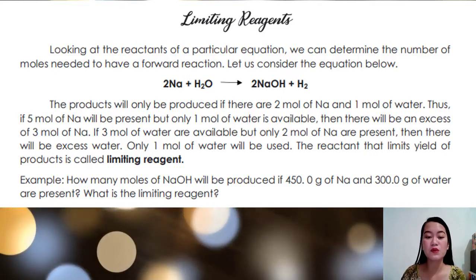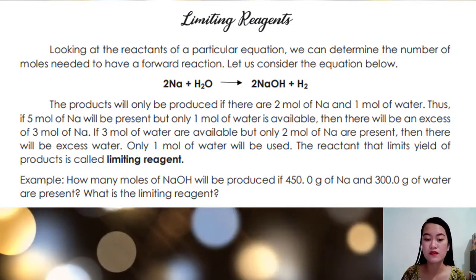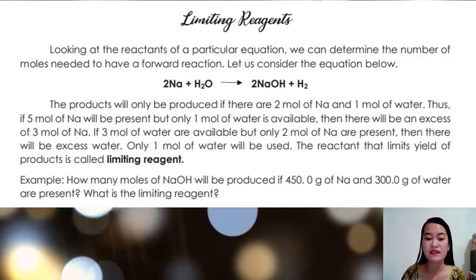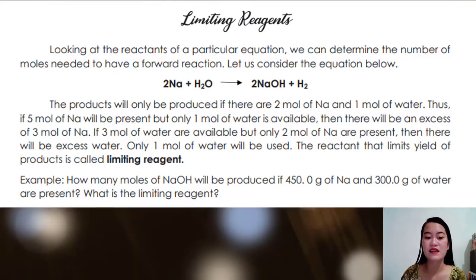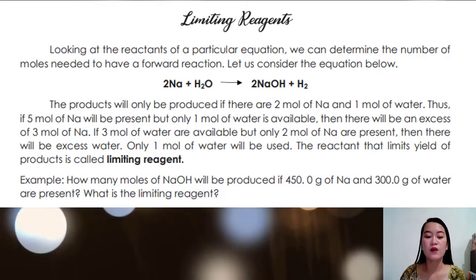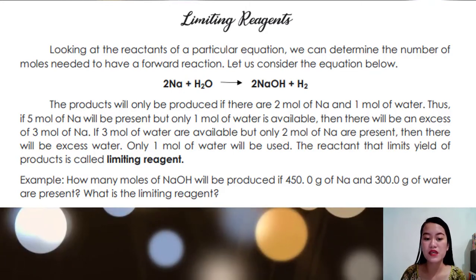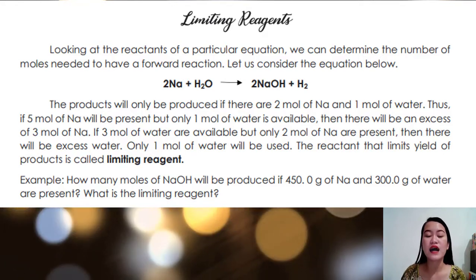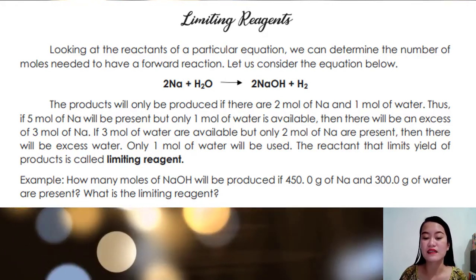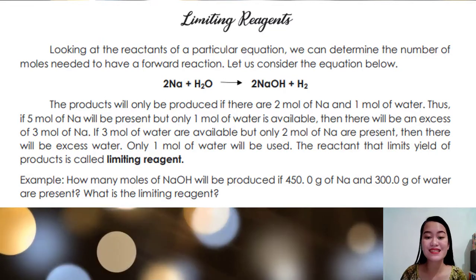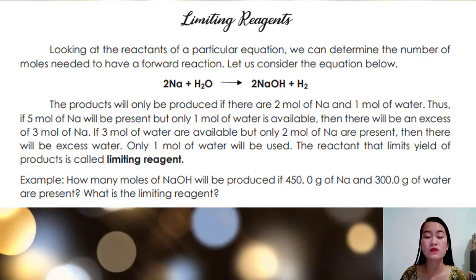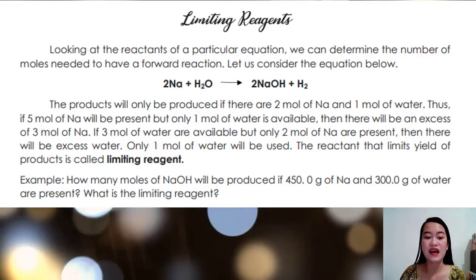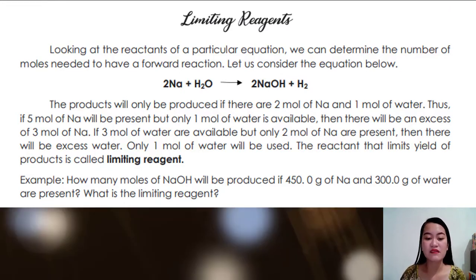And if 3 moles of water are available, but only 2 moles of Na are present, then there will be excess water. Only 1 mole of water will be used. So, ibig sabihin, isa lamang mole of water ang magagamit natin. The reactant that limits the yield or product is called the limiting reagent. Okay, that is the limiting reagent class.